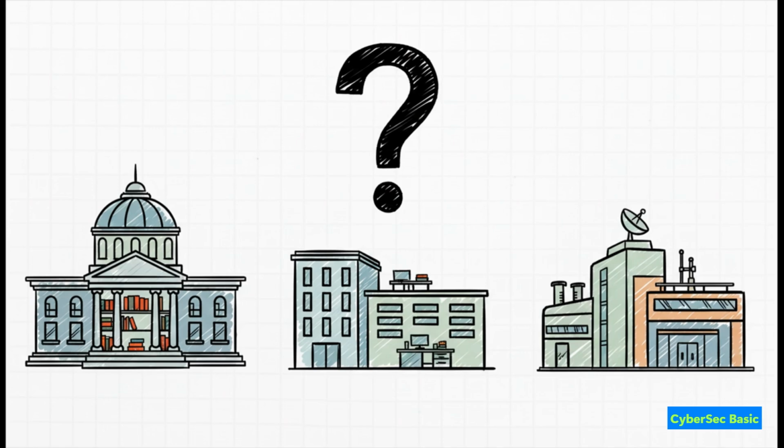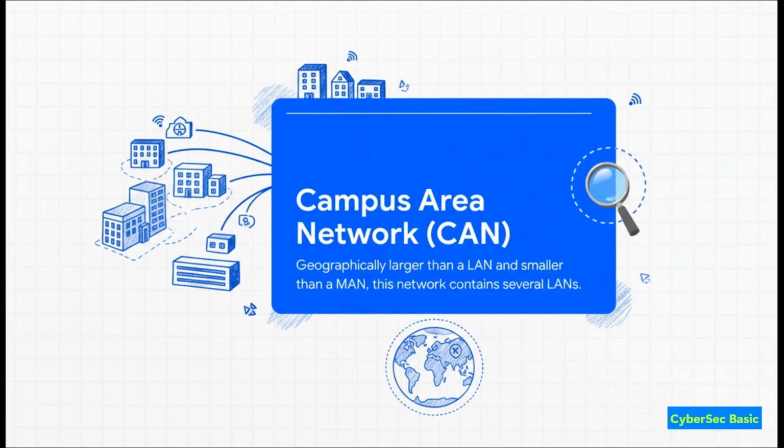But what happens when one building just isn't enough? What if you're a huge company with multiple buildings or a big university and you need to link up all of those separate LANs? Well, then you get a campus area network, or CAN. This is our next logical step up the ladder. It's bigger than a LAN, but it's not quite big enough to cover an entire city. A CAN's job is basically to stitch together a bunch of nearby LANs into one big, happy, unified network.